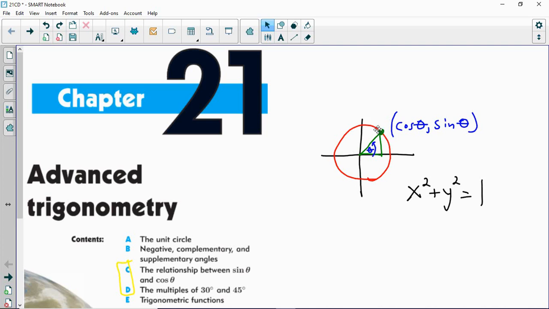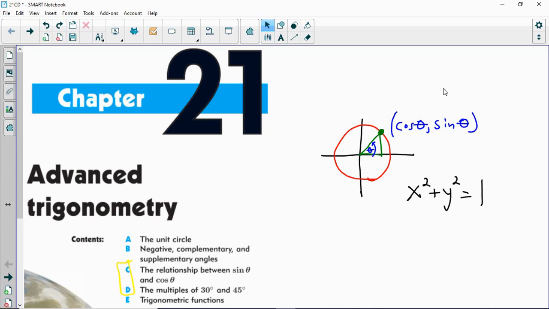Any point along the unit circle, we found that its coordinates, instead of being thought of as x and y, could be thought of as the cosine of theta, where theta is the angle of rotation, comma, the sine of theta. We also saw that the equation for the circle itself was x squared plus y squared equals 1, and that comes from the Pythagorean theorem, since the x coordinate squared plus the y coordinate squared has to equal the radius squared, and the radius we said was 1, so yeah, x squared plus y squared equals 1.